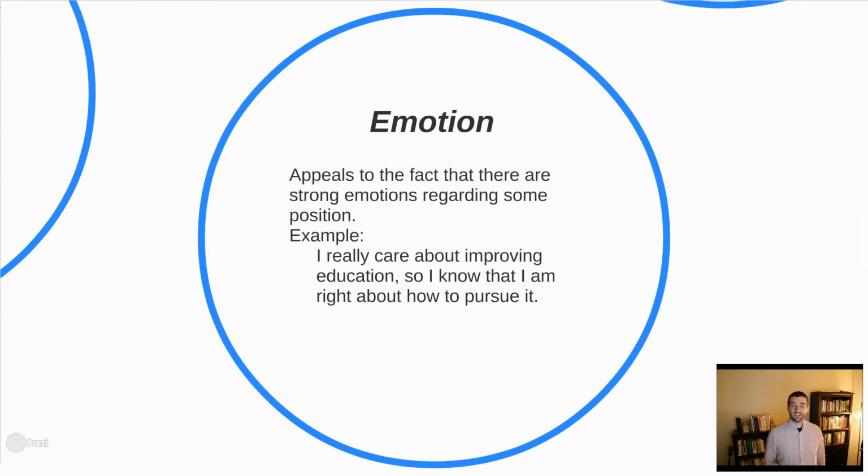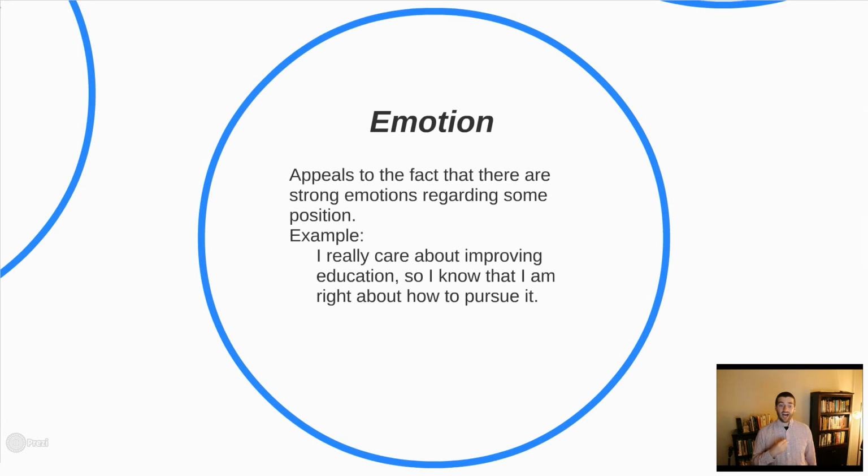Our next fallacy is the appeal to emotion fallacy. This fallacy occurs when someone's appealing to the fact that they have strong feelings or strong emotions regarding some position or fact or state of the world or program or goal, to claim that they have some sort of privileged knowledge. That is, because I feel strongly, I know strongly, right? That is the key line here.